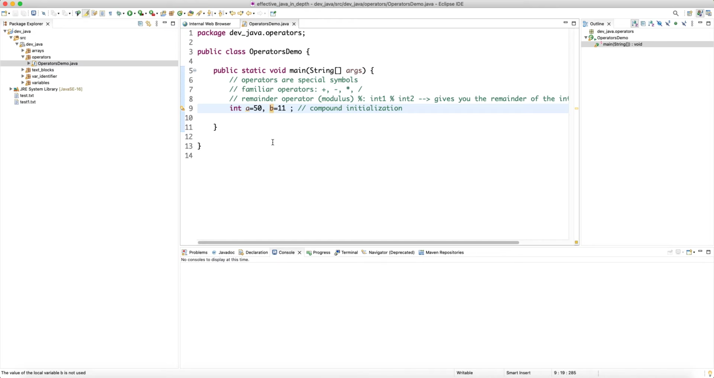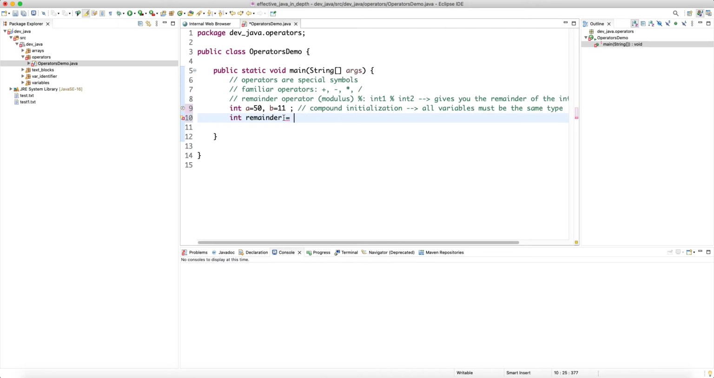I cannot say int a equals 50 and then double b equals something; this is not allowed because of the comma operator, right? If you want to do this, these are two different statements, and you have to terminate the first one with a semicolon. But because we are using a comma, the Java compiler assumes that all the variables you use in the compound assignment are the same type, right? So all variables must be the same type. That's the restriction here. And then we want to say remainder.